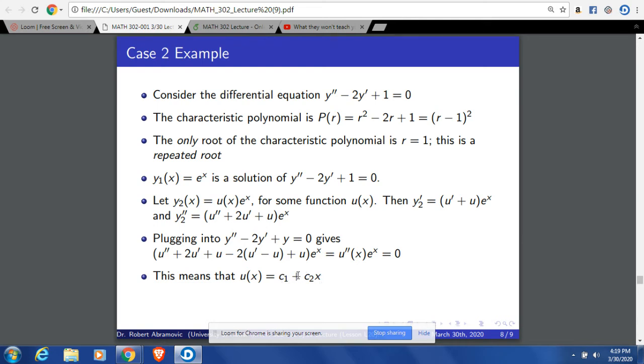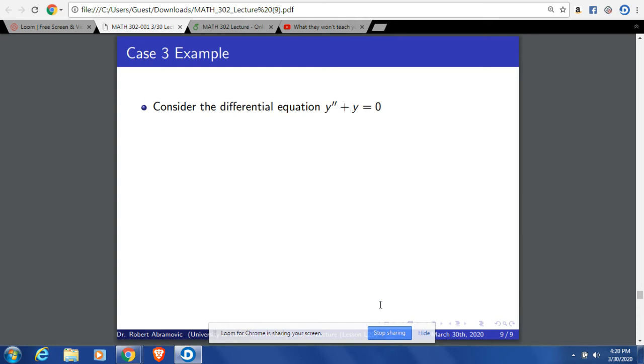If u double prime is 0, then u of x is a constant plus a constant times x. You notice if it was just a constant, then we'd get a constant times e to the x. Well, that's just this one parameter family of solutions that we already saw. The new linearly independent solution that pops up here is x times e to the x. So what we can conclude is that c1 times e to the x plus c2 times x e to the x is a solution. We can check that e to the x and x e to the x are linearly independent functions, and their linear combination forms a two-parameter family of solutions.